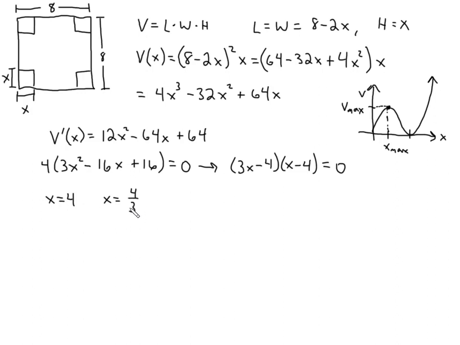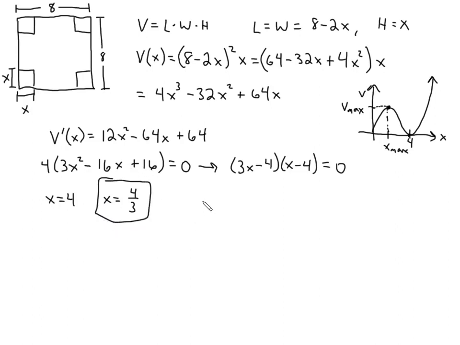So which one of these is the appropriate answer? Well, if you think about it, the whole side here is length 8, and if x is 4, what is that going to mean? That means we're going to cut out pretty much half of the box right away, and that's just not possible. In fact, that's telling us that this value right here is the other critical number, that's 4. That's where it flattens out right there. So the one that we're actually looking for is 4/3. This is the one that makes sense in the context of this problem.